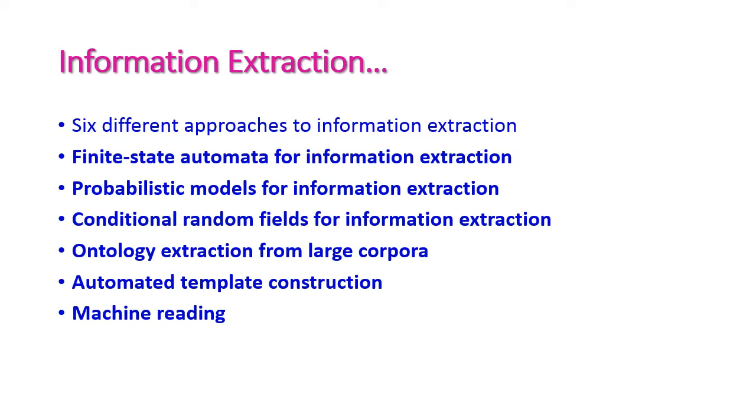The 6 different approaches in information extraction. First one is finite state automata for information extraction, and second one probabilistic model for information extraction, and third one conditional random field for information extraction, and fourth one ontology extraction from large corpora, and fifth one automated template construction, and sixth one is machine reading. Let us see all those things one by one.